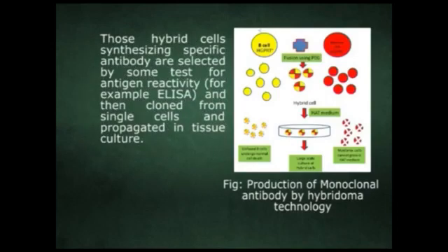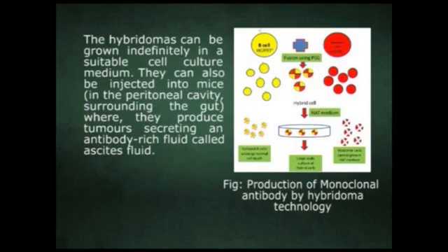Those hybrid cells synthesizing specific antibody are selected by some tests for antigen reactivity, for example ELISA, and then cloned from single cells and propagated in tissue culture. The hybridoma can be grown indefinitely in a suitable cell culture medium. They can also be injected into mice in the peritoneal cavity around the gut, where they produce tumors secreting antibody-rich fluid called ascites fluid.